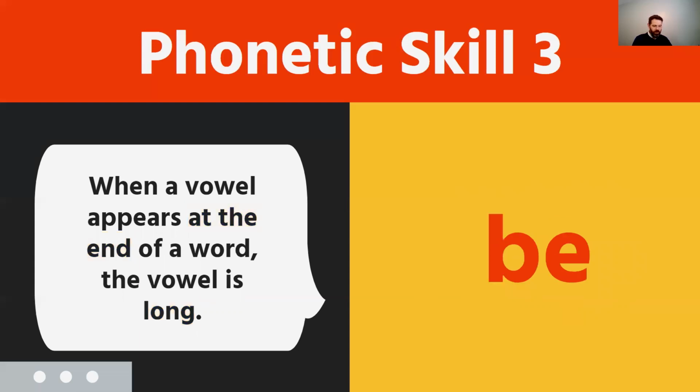Same with this word. Mark the vowel. There's no guardian, so it follows phonetic skill number 3. It will be long. In this case, a long E, E, and so the word is be. And remember, we mark long vowels with that long line above the vowel to distinguish it from the curved breve symbol above the vowel for a short vowel.